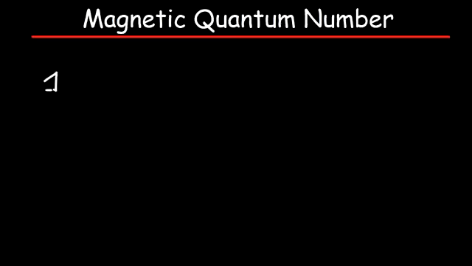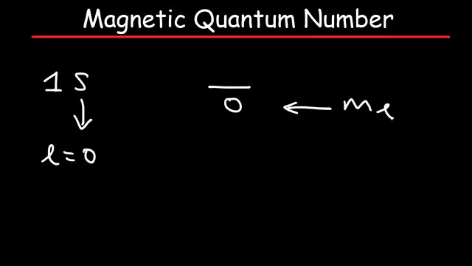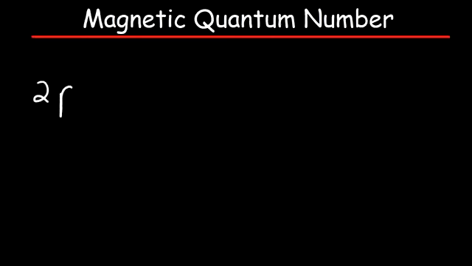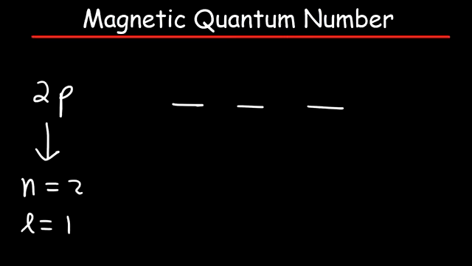So let's say if we have the 1s sublevel, s only has 1 orbital. And for s, L is 0, and ml, which is this number, will also be 0. Now let's say if we're focused on the 2p sublevel. P has 3 orbitals. Now for 2p, we know that n is 2, and for p, L is always 1. Because L is 1, ml could be -1, 0, or 1. And so as you can see, the ml values correspond to the specific orbitals within a sublevel.